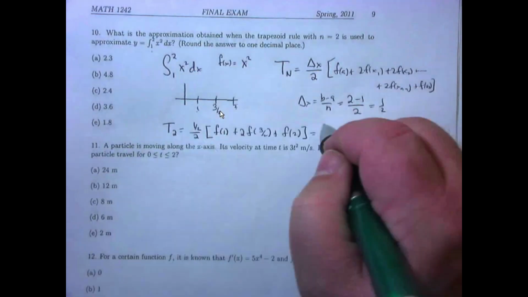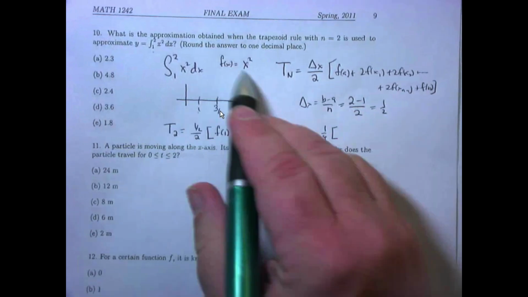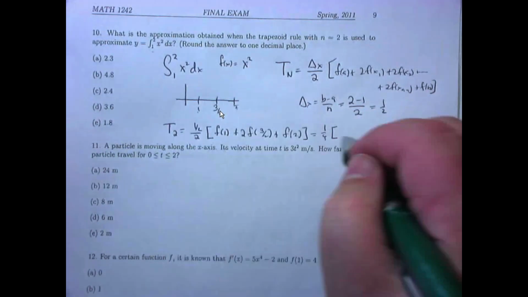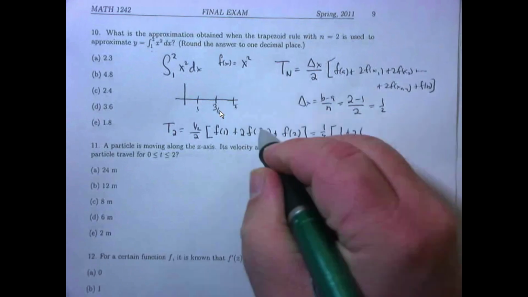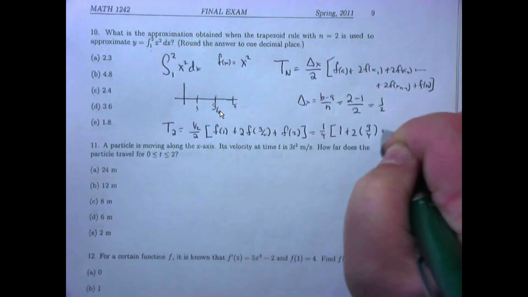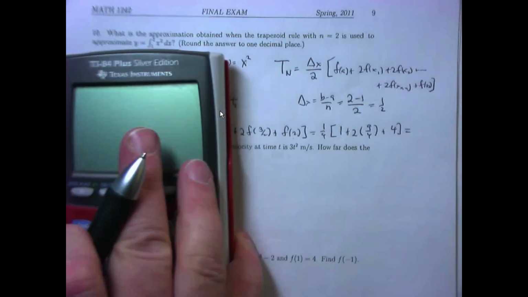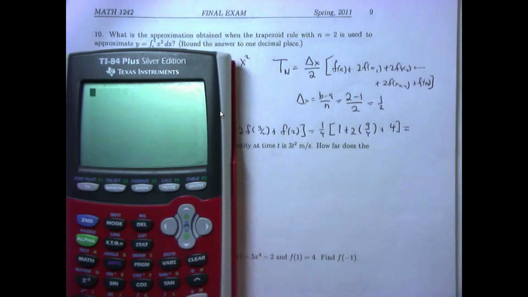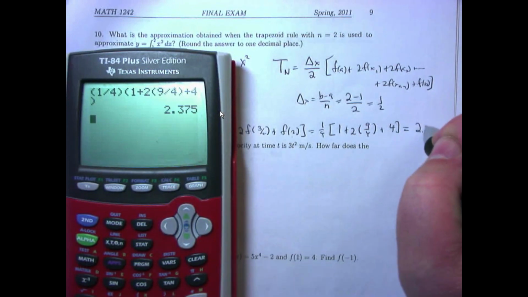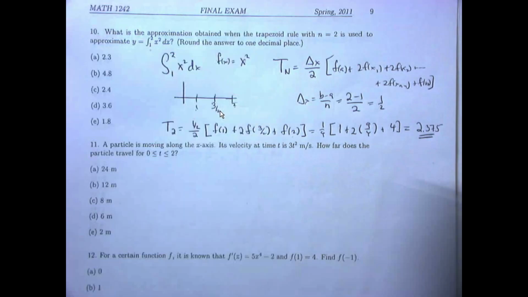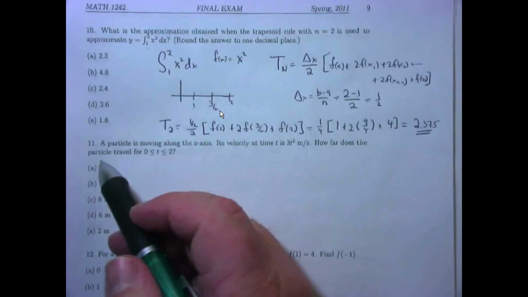So let's see what we can do here. 1/2 divided by 2 is 1/4 times 1 squared. My function is x squared, so 1 squared is 1. Plus 2 times 3/2 squared is 9/4. Plus 2 squared is 4. So if I plug this, again, I could use my calculator. I'll do it by hand if you want me to, but you don't pay me enough. 1/4 times 1 plus 2 times 9/4 plus 4, close parentheses, I get the number 2.375.